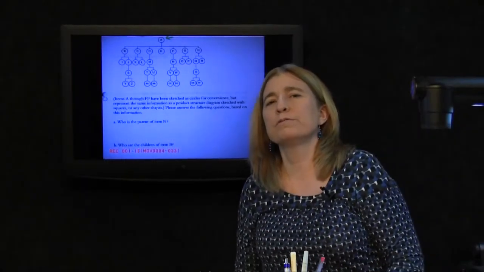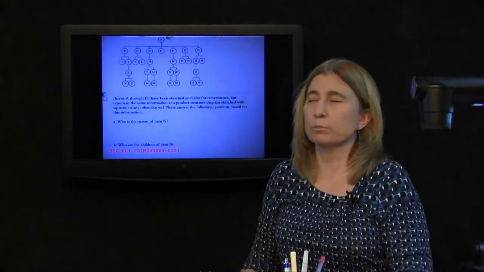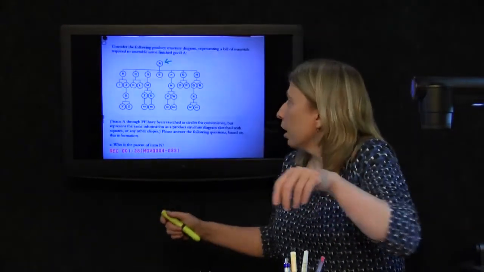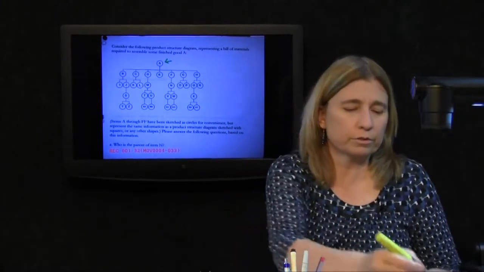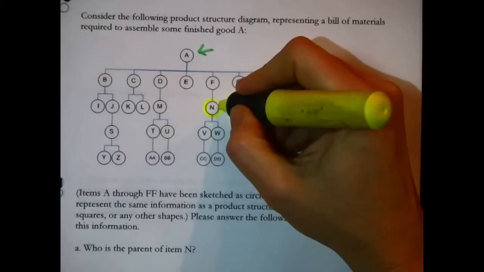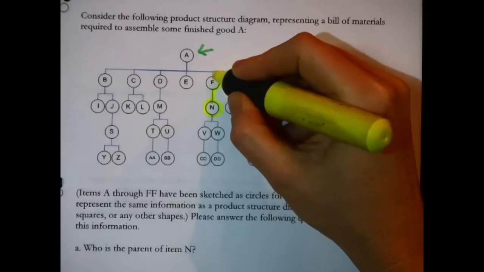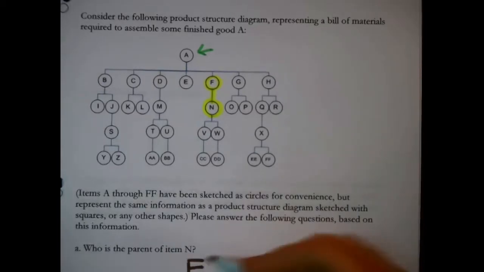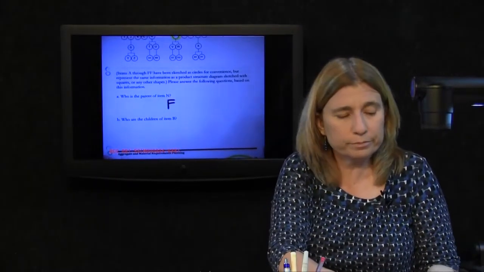How do you find the parent of a certain item? Well, first you have to find the item. So I look here and I want to find N. N's right there. Now, where is its parent? Trace the connection upwards. When you hit another item, that's the parent. So in the case of item N, the parent is F. There, answered.